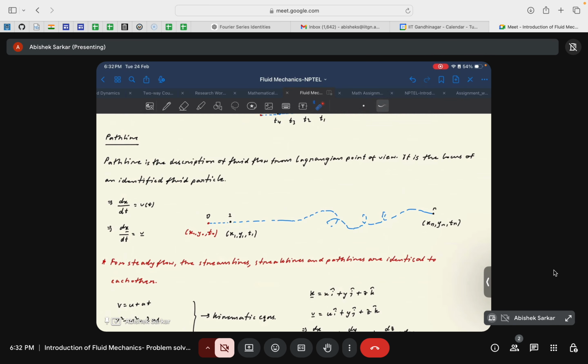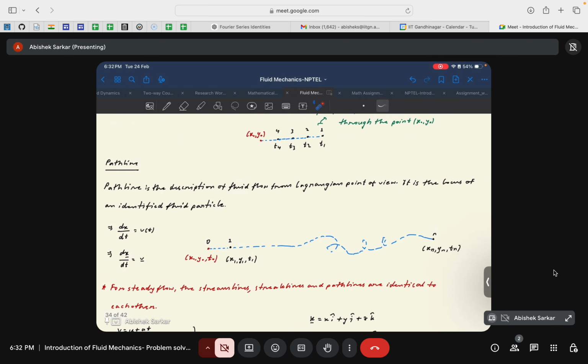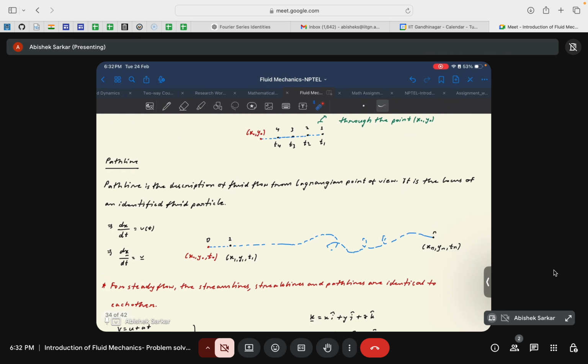So the basic definition is that dx by dt is equal to v of t. Basically, if you integrate this equation, you will get the position of the particle at different instances of time. That's the basic ideology of path lines, which is the fundamental ideology of any Lagrangian approach.